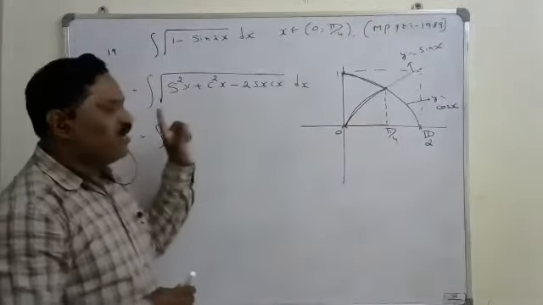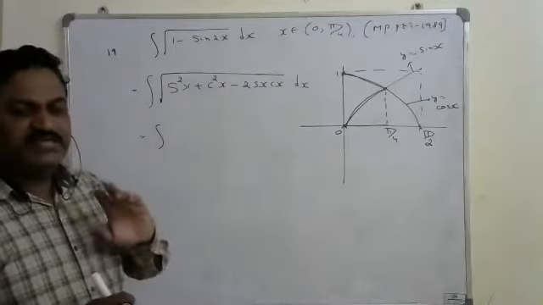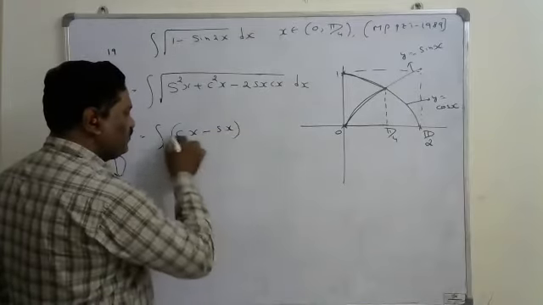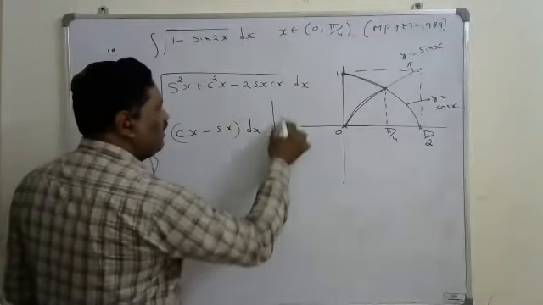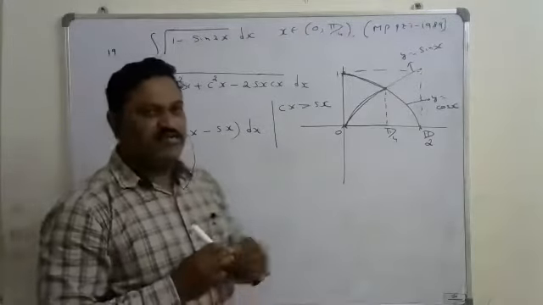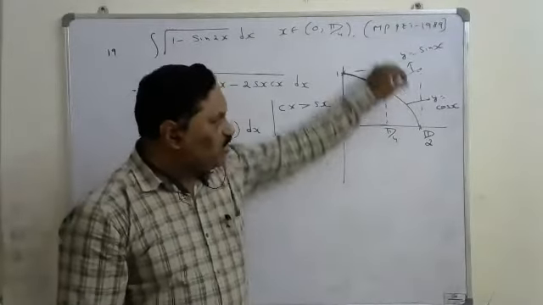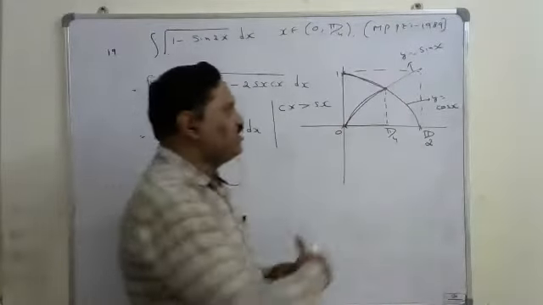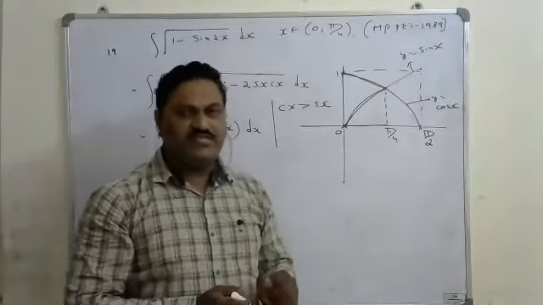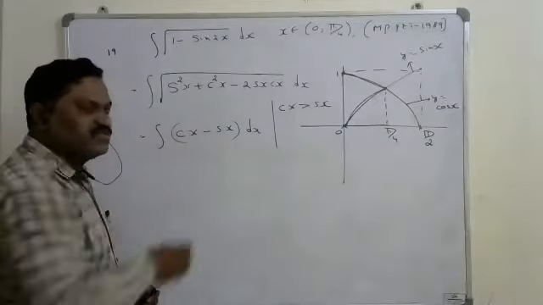That's why we have to write cos x minus sin x whole square. Under root cos x minus sin x whole square means cos x minus sin x dx. Because within that interval, cos x is greater than sin x. Suppose they had mentioned the interval as between pi by 4 to pi by 2, then sin x is bigger than cos x. So this is the sin x curve and this is the cos x curve, so sin x is bigger than cos x. In that case you have to write sin x minus cos x. Here we have to write cos x minus sin x.